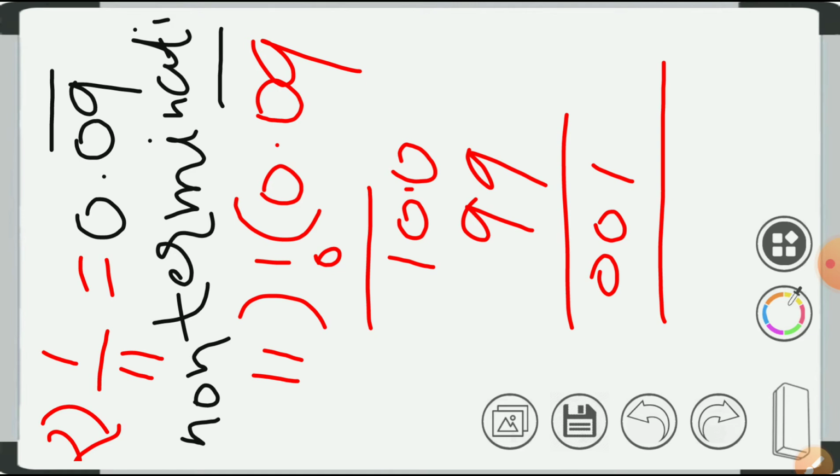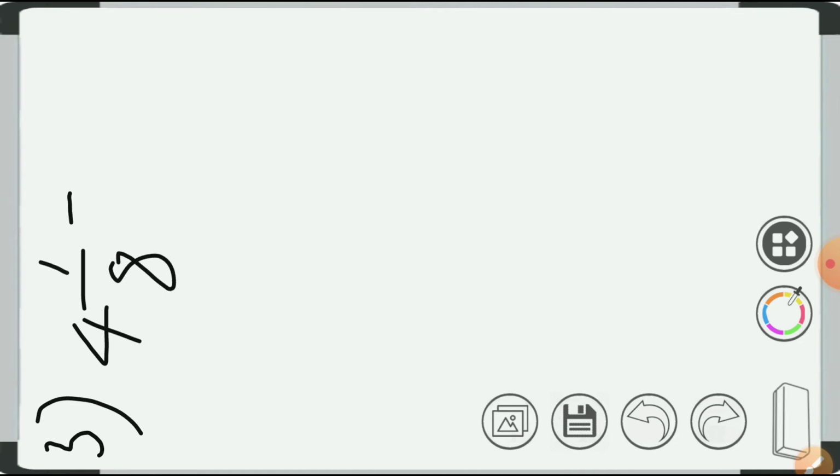Now move to the next, third question. The third question is in mixed form. Okay, first you convert it into rational form. How do you convert it into rational form? First you multiply: 8 4s are 32. 32 plus 1, 33. 33 by 8. Okay, that is the rational form.